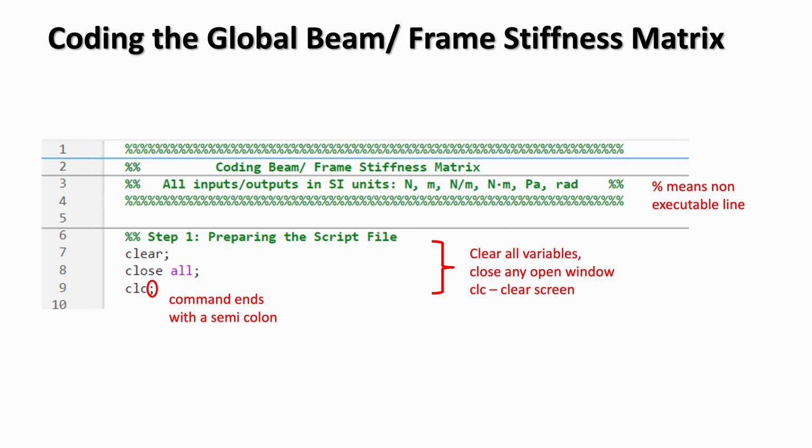Clear removes all variables from memory so we don't accidentally reuse something from a previous run. Close all closes any open figures or plots, and clc clears the command window so we start with a blank screen. These three commands together give us a fresh start every time we run the program.